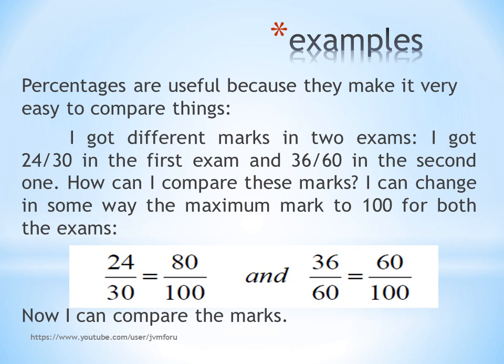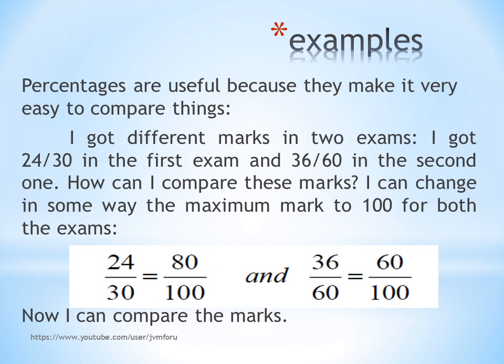See here, for example, there are two exams happening. I got 24 divided by 30 in the first exam, and 36 divided by 60 in the second exam. How can I compare these marks? Which one is the highest and which one is the lowest? In this case, we have to find the percentage in both exams, and then we can easily compare the results.